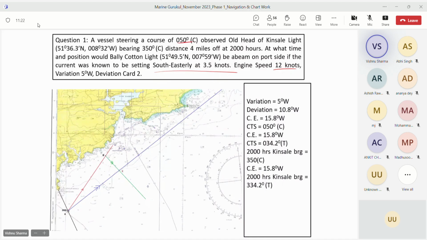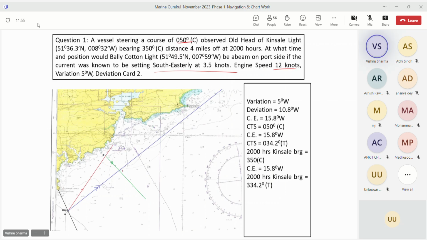At the same time, we discussed a while back that when the light is a beam, we can get the beam bearing and that becomes the PL. And he says it is on the port side. So when the relative bearing is to the port, what do we do with the CTS? We add or subtract? Subtract. Subtract 90. So please find out the true beam bearing of Belly Cotton.